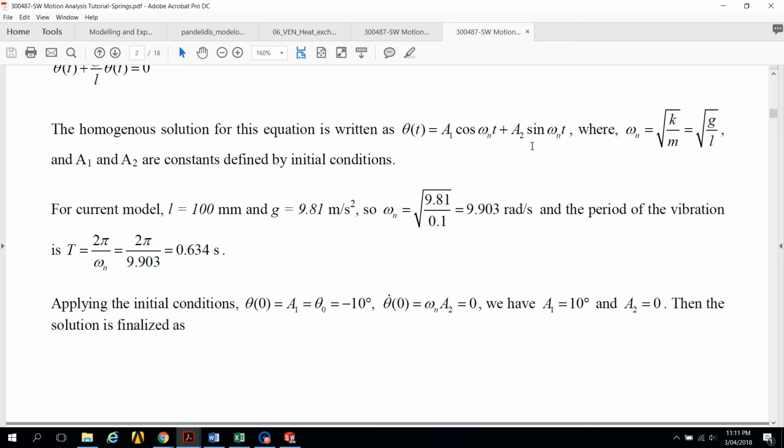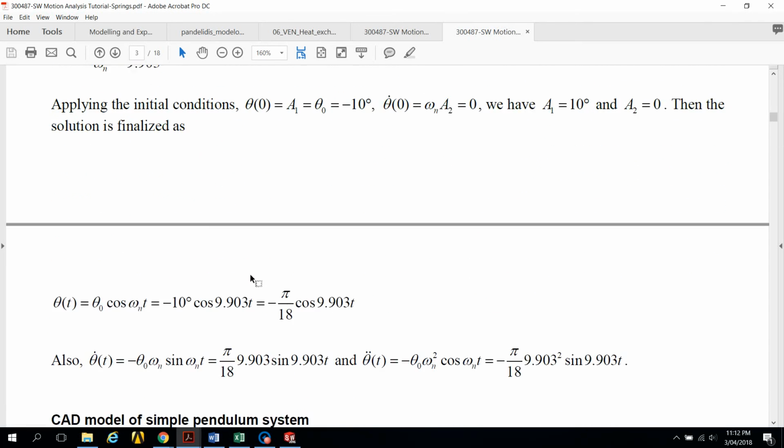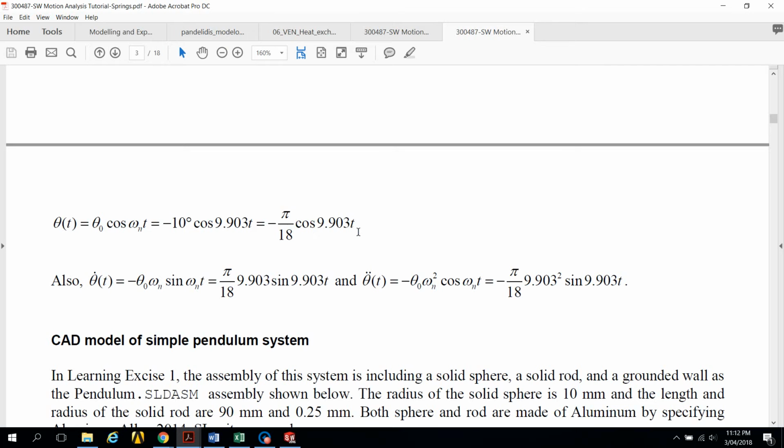Apply the initial condition: theta at position 0 is equal to A1, and theta 1 is going to be equal to minus 10 degrees. Theta dot of 0 is going to be omega n multiplied by A2, and equal to 0. And we have A1 is equal to 10 degrees, A2 is equal to 0. Then the solution is going to be finalized as the following equation.